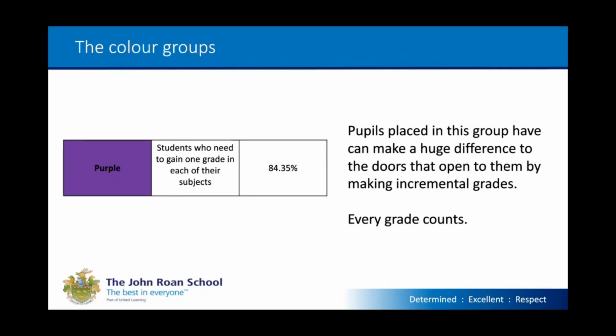We then move on to the purple group, and the purple group are students that across their whole suite of subjects, if they could gain one grade more in all their subjects, then this would lead to opening more doors and future opportunities for them. We know that every single grade gained by students leads to a higher possible outcome in their future life, which will then have a tangible difference for their life.